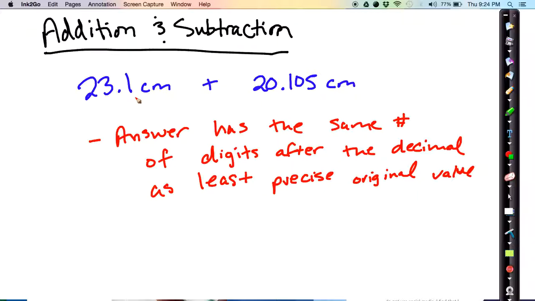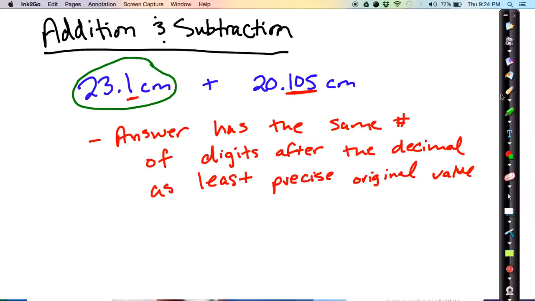So if we look at our measurements here, we've got 23.1 with one digit after the decimal place, and then we have 20.105 with three digits after the decimal place. So according to this rule, the original value that's going to limit the number of significant figures in our answer is going to be 23.1. Since it has fewer digits after the decimal point, this is going to limit the number of digits after the decimal point in our answer.